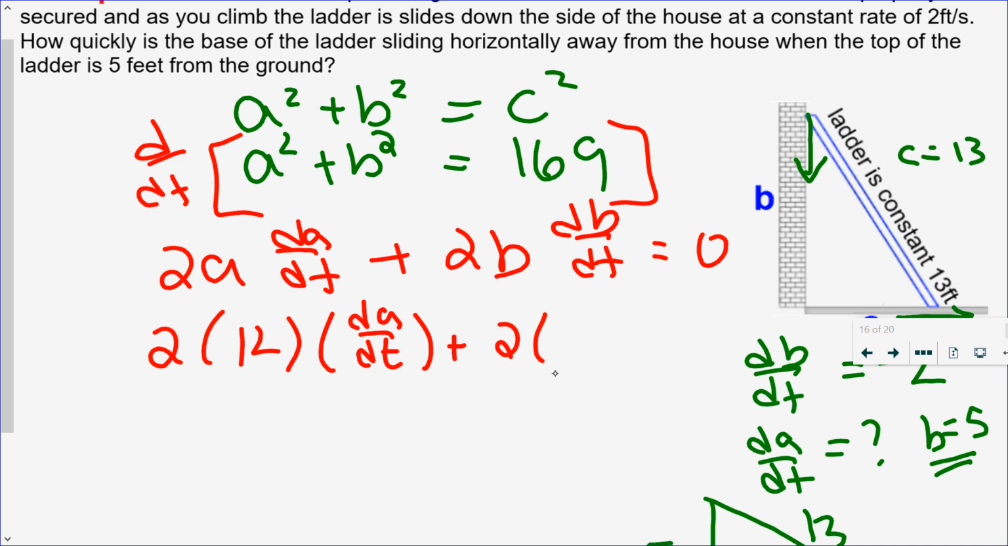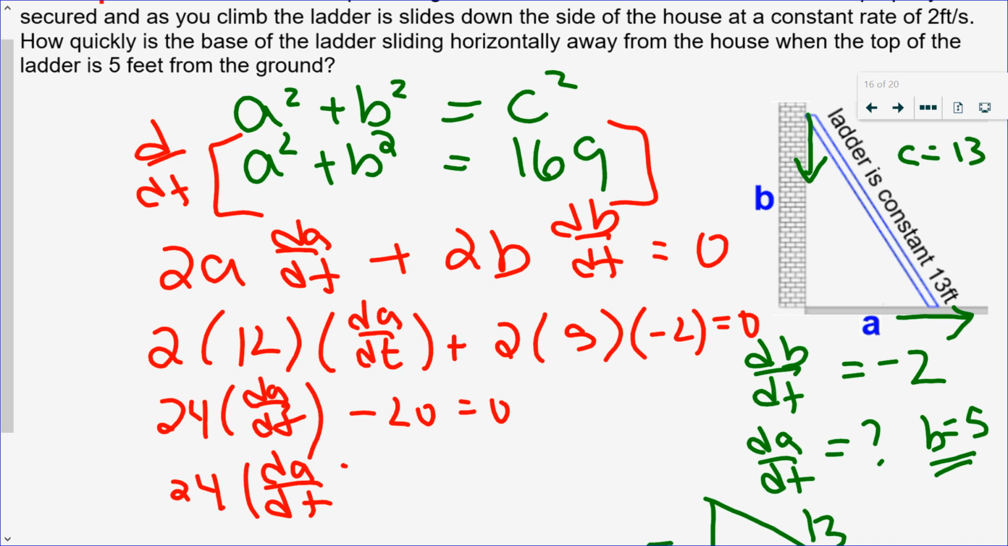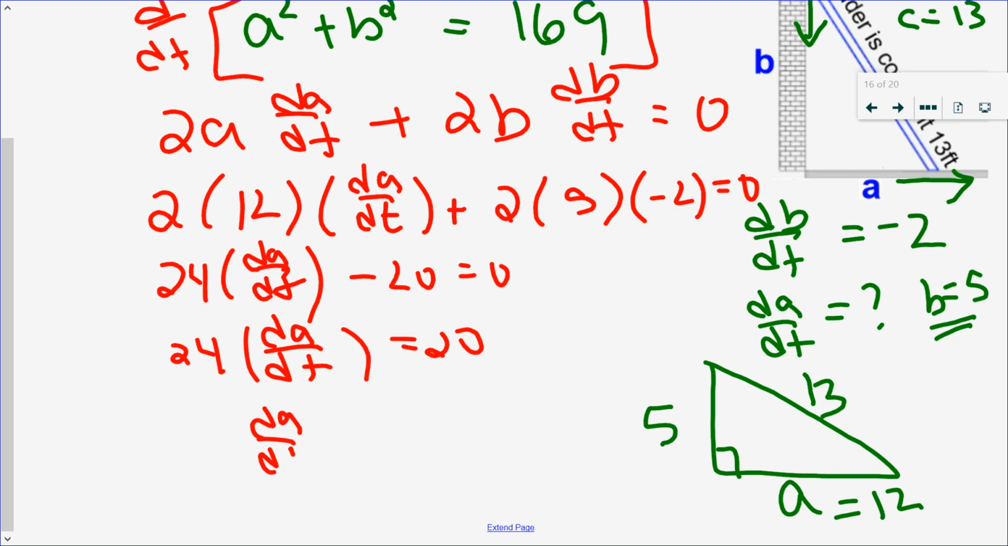And side B had a side length of 5, and dB by dt was -2, and this is all equal to 0. So 2 times 12, 24 dA by dt, and then 2 times 5 times -2 is -20, equal to 0. So to get dA by dt by itself, I will add 20 to both sides, and then I will divide both sides by 24. So dA by dt is going to equal 20 over 24, which in lowest terms, dividing by 4, is 5 over 6.